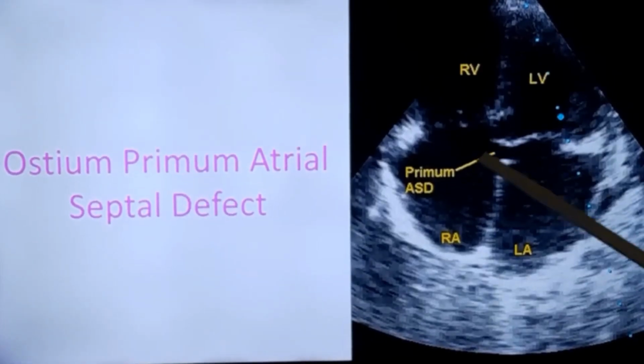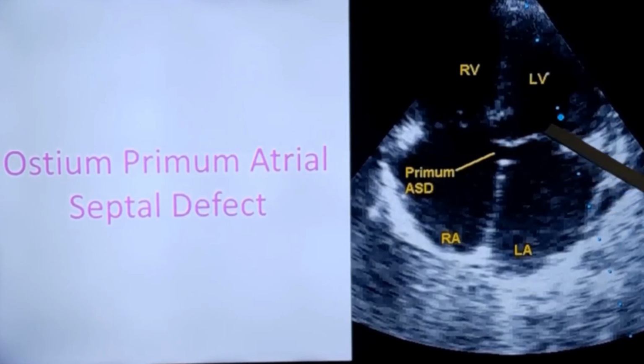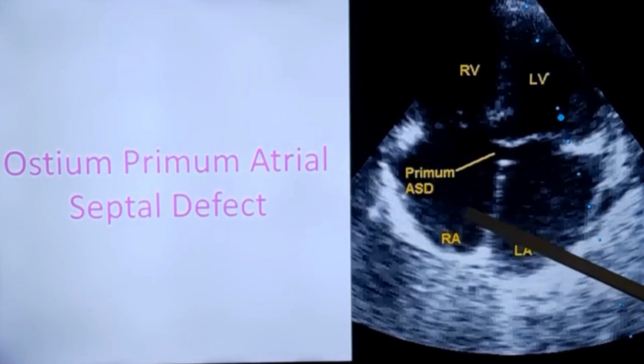This is an ostium primum atrial septal defect. You can see that there is no rim of tissue between the atrioventricular valves, the mitral valve here, the tricuspid valve here. There is no rim between the ASD and the AV valves, while the rest of the atrial septum is intact. Left atrium, left ventricle, right ventricle.